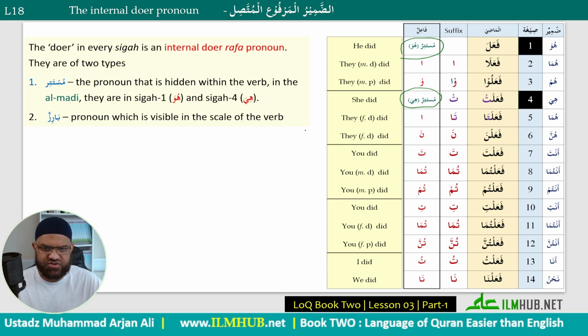So when you're asked who is the doer, you can, for example, with number 7, say ta is my doer, representing anta. If you were asked in number 4, for example, who is the doer, you will say hiya, which is mustatir. The ta is indicating that it is feminine. Number 1, you will say the doer is mustatir, representing huwa. And that's all you need to remember, inshallah ta'ala.